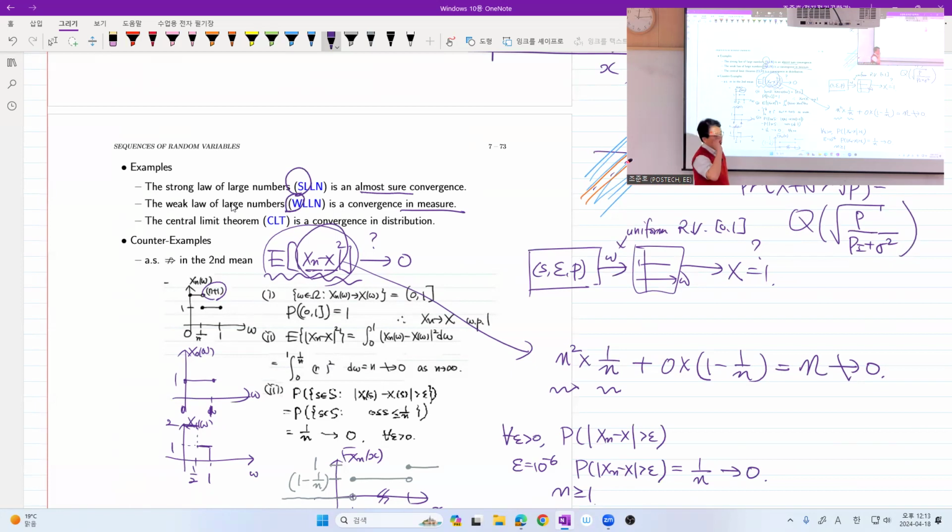By the way, as you remember, what does the central limit theorem use? The characteristic function of the standardized sum converges to the characteristic function of the standard Gaussian. So the central limit theorem is related to convergence in distribution.